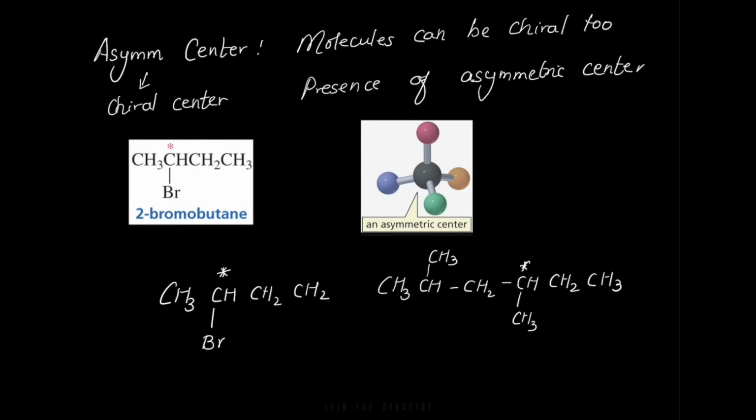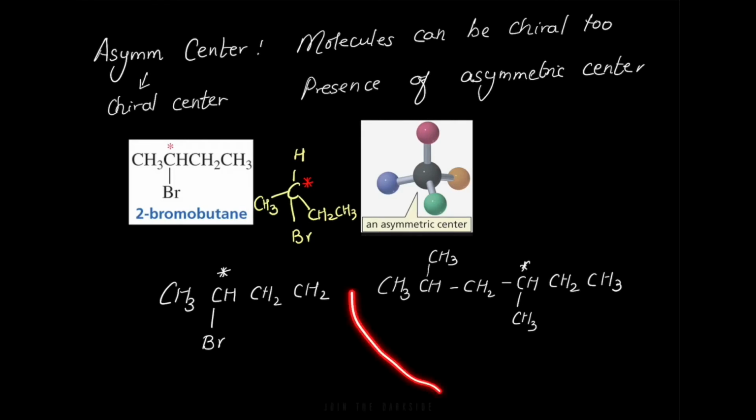Take 2-bromobutane. When you look at this carbon right here, it's connected to 4 different groups. It's connected to hydrogen, an ethyl group, bromine, and also a methyl group. So you can see there are 4 different groups around that sp3 carbon. Therefore, it is a chiral center, which is normally denoted by an asterisk symbol.